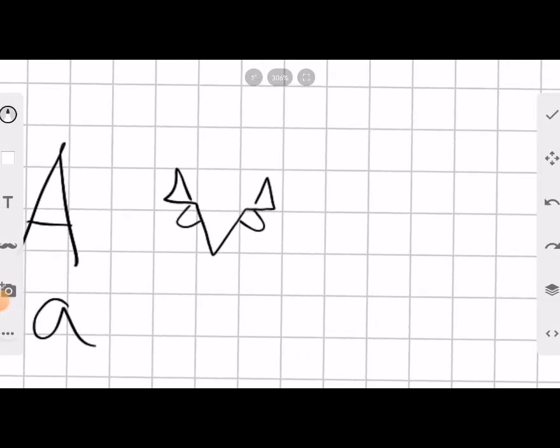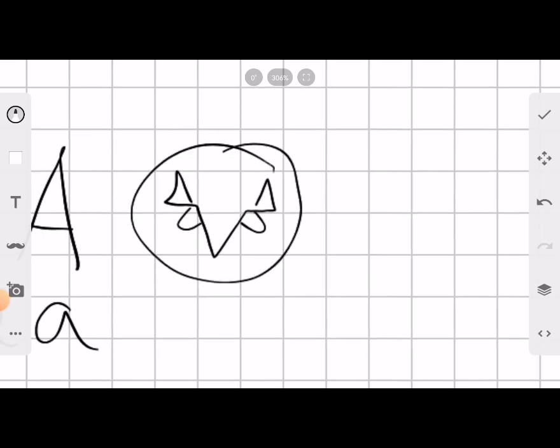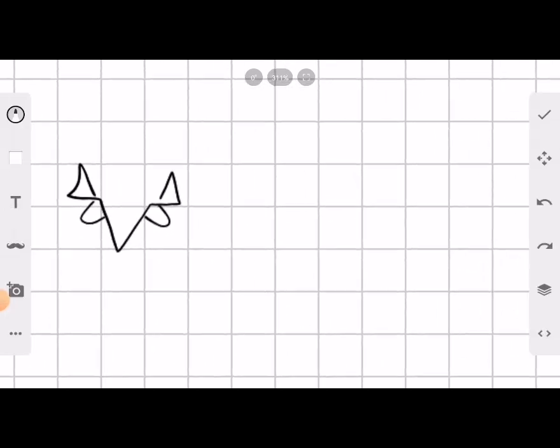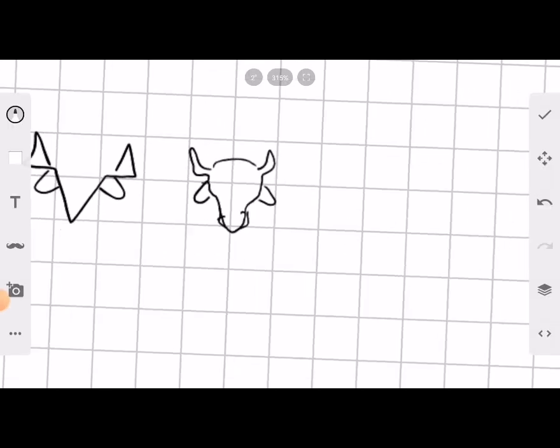So the uppest A should be something like this, or maybe more realistic. If you ask anyone who saw a cow more times than one time in their life, I guess some drawing of a cow's head would be the uppest case for the letter A.